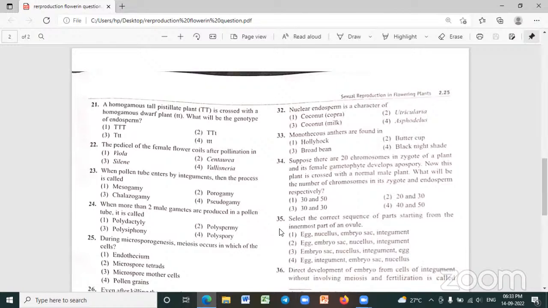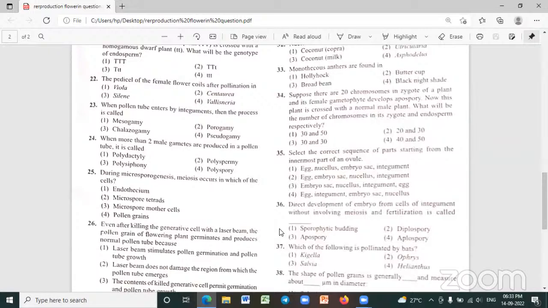Okay. What about the 35th question? Select the correct sequence of parts starting from the innermost part of an ovule, inner side to outer side. Sometimes they may ask the question as match the following, sometimes a diagrammatical question. See, the first one is egg, nucellus. No, it is not possible. Embryo sac and integument, this is not the correct way. So egg, embryo sac, nucellus, integument. This is the correct way.